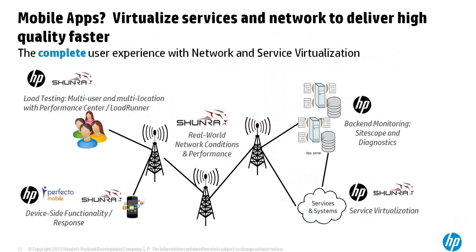Shunra is one of our partners, and it collects information from real-world network conditions. You can use these metrics in LoadRunner. And then we would see what the end user will have for response time and throughput, like a real-world experience.